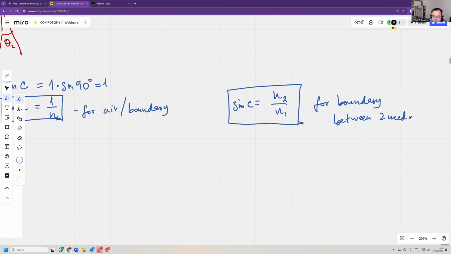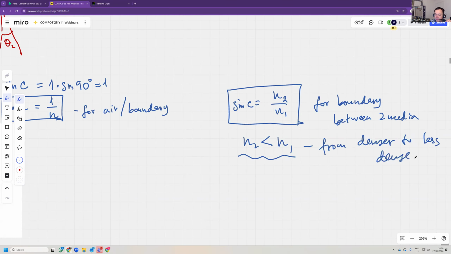And of course, because sine has to be less than 1, that means n2 must be less than n1. Otherwise, you just don't have a critical angle, it doesn't exist. You can't have a sine which is more than 1, and therefore that's the limitation. So that's why they say you always have to go from a denser medium to a less dense medium.